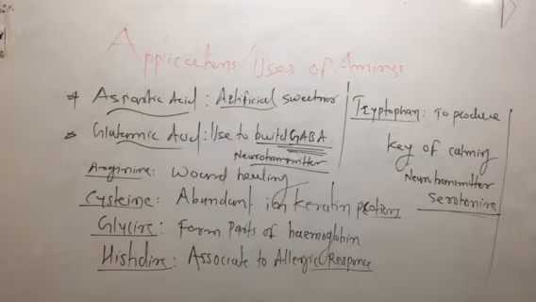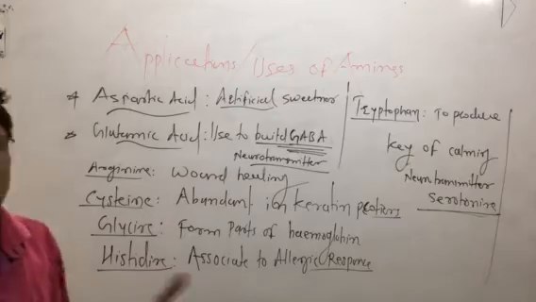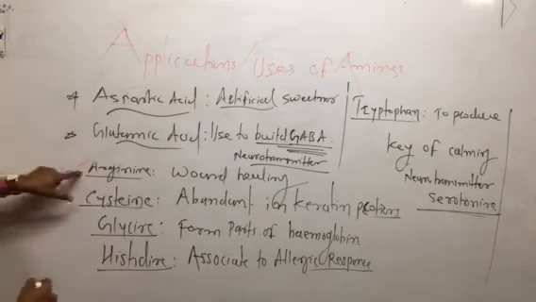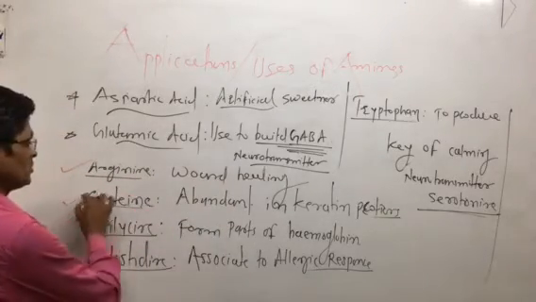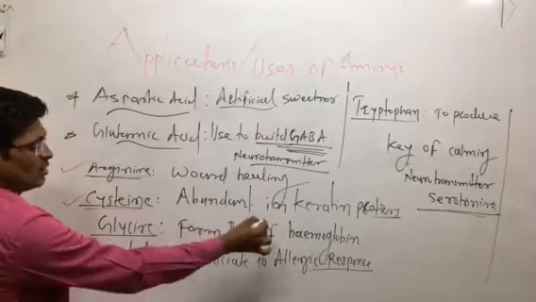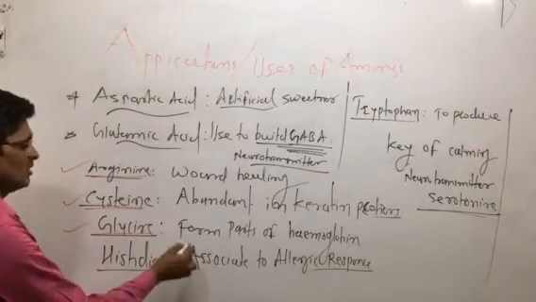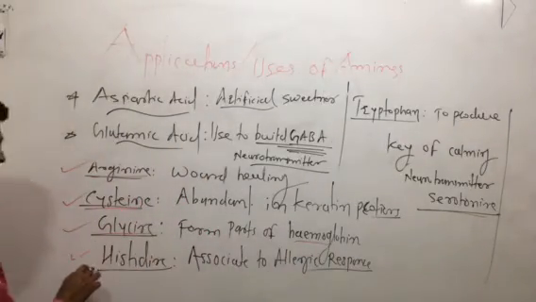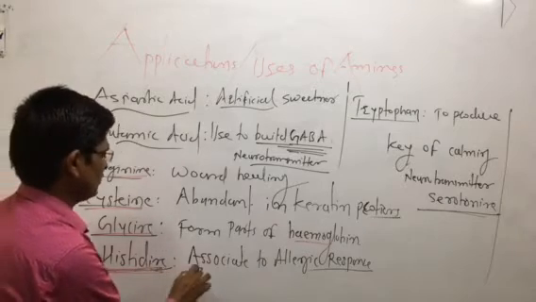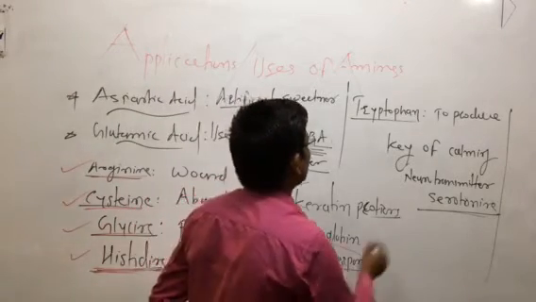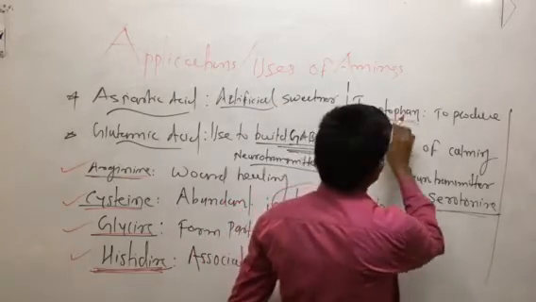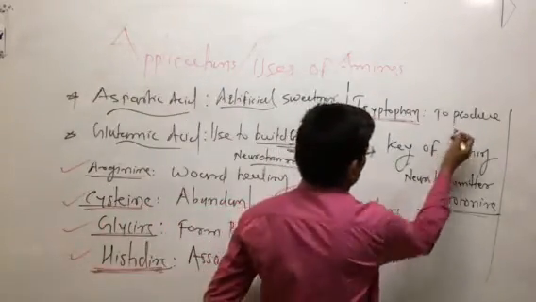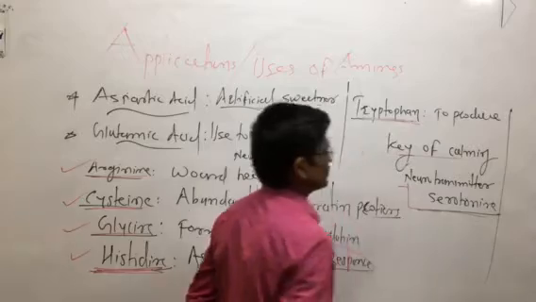First amino acid is alanine, a source of muscle. Then arginine, used for wound healing. Cysteine, abundant in keratin proteins. Glycine forms part of hemoglobin, which contains iron, Fe. Histidine is associated with allergic response. Next, tryptophan, which contains an aromatic ring, is used to produce the key calming neurotransmitter serotonin.